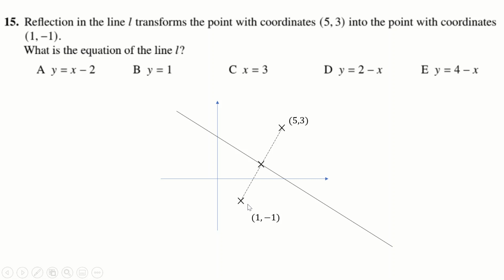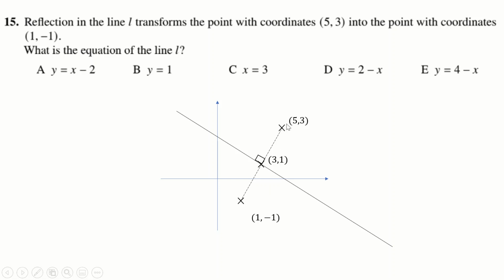So, okay, well, in the x direction, we go 4 across to get from 1 to 5. So we need to go 2 across, so this x coordinate is 3. And in the y, we need to go 4 up from minus 1 to 3. So we go 2 up to get to our midpoint, so 3, 1. The other thing about this line connecting the points and the reflection line is they must be perpendicular. So this must be a 90 degree angle.